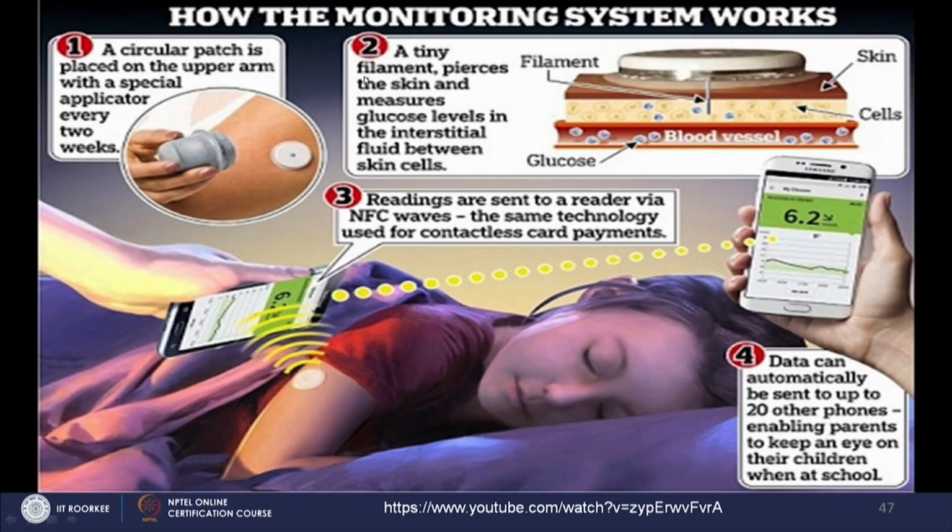How does the monitoring system work? Here a circular patch is placed on the upper arm with a special applicator every 2 weeks. A tiny filament pierces the skin and measures the glucose level in the interstitial fluid between the skin cells, and the readings are sent to a reader through NFC waves, that is near field communication waves. This is the same technology which we use for contactless card payments. This data can automatically be sent to up to 20 other phones. It can enable parents to keep an eye on their children when they are at school.